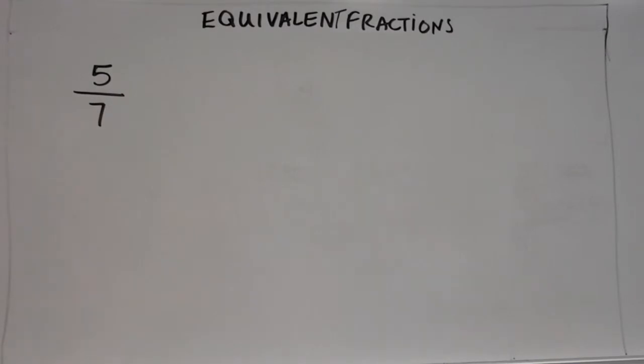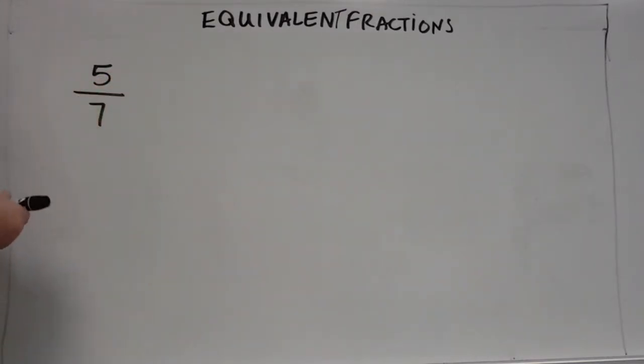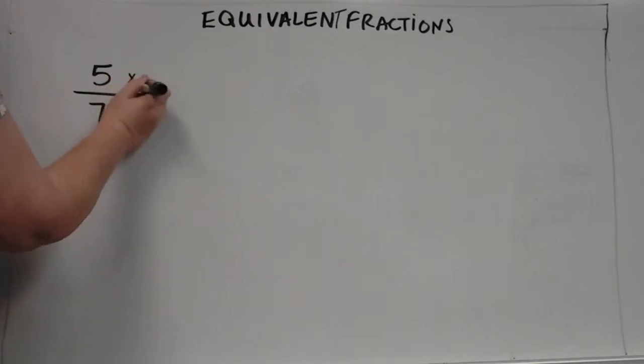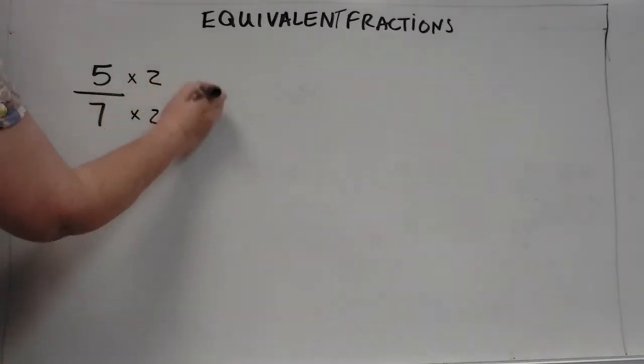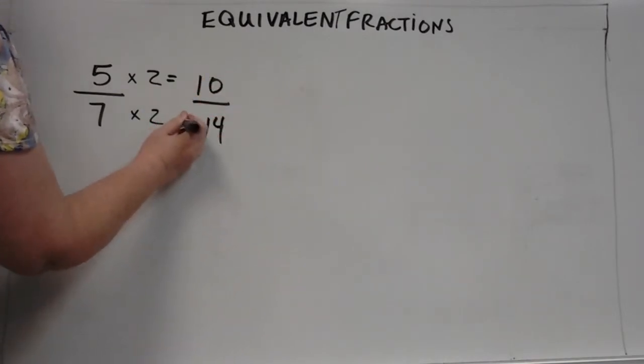Now, sometimes you have to make a fraction that's equivalent to another fraction. You might have 5/7, and the directions on your homework might say make an equivalent fraction or make 2 equivalent fractions. It's really easy. One way to do it is to take this number and multiply them by the same thing. Times 2, times 2. Well, that's 10. That's 14.